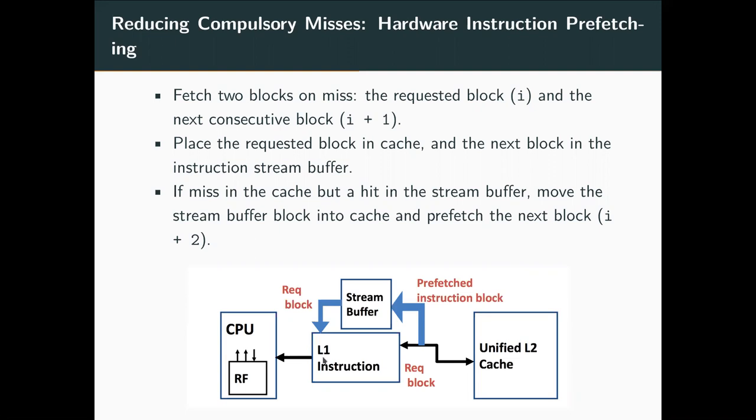And if we miss in the L1 instruction cache, but then we hit in the stream buffer, what we'll do is move that data from the stream buffer into the cache and prefetch I plus two. So this is a way of allowing us to not really pollute the L1 instruction cache. If we don't ever need what's in the stream buffer, we haven't really lost anything. But if we do, then it's right there. And it's going to be, let's just say, five cycles instead of 20 to go out to L2.